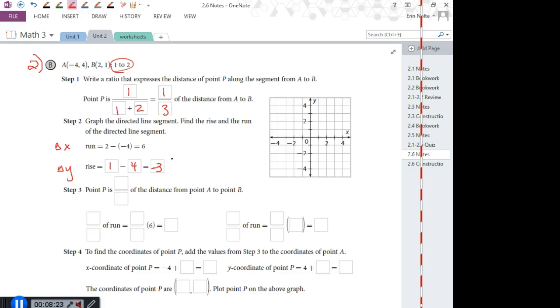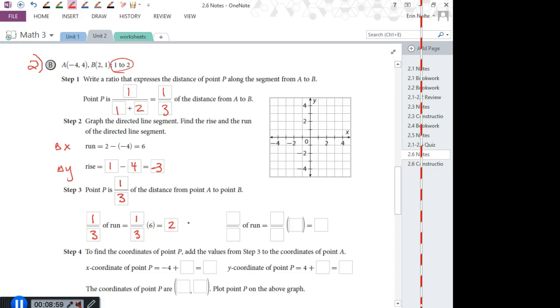All right, in step 3, we're going to take our P ratio that we found above. What was our P ratio? Yep, 1/3. So we're going to multiply this ratio by the run that we found. So 1/3 times 6. What's 1/3 times 6? 6/3 is 2. So that's going to be the change in the run.